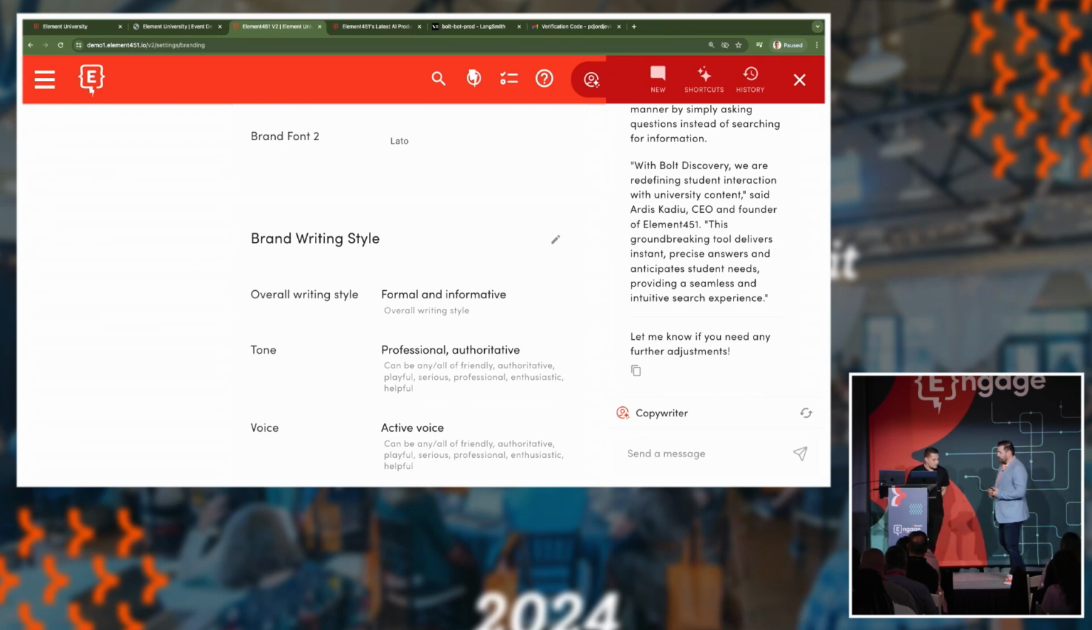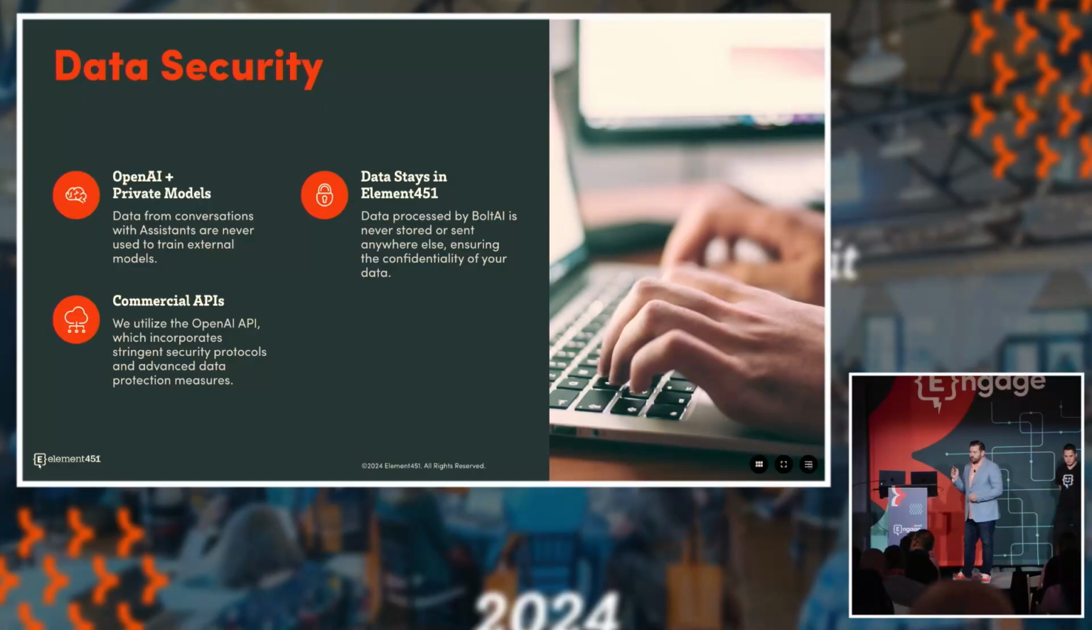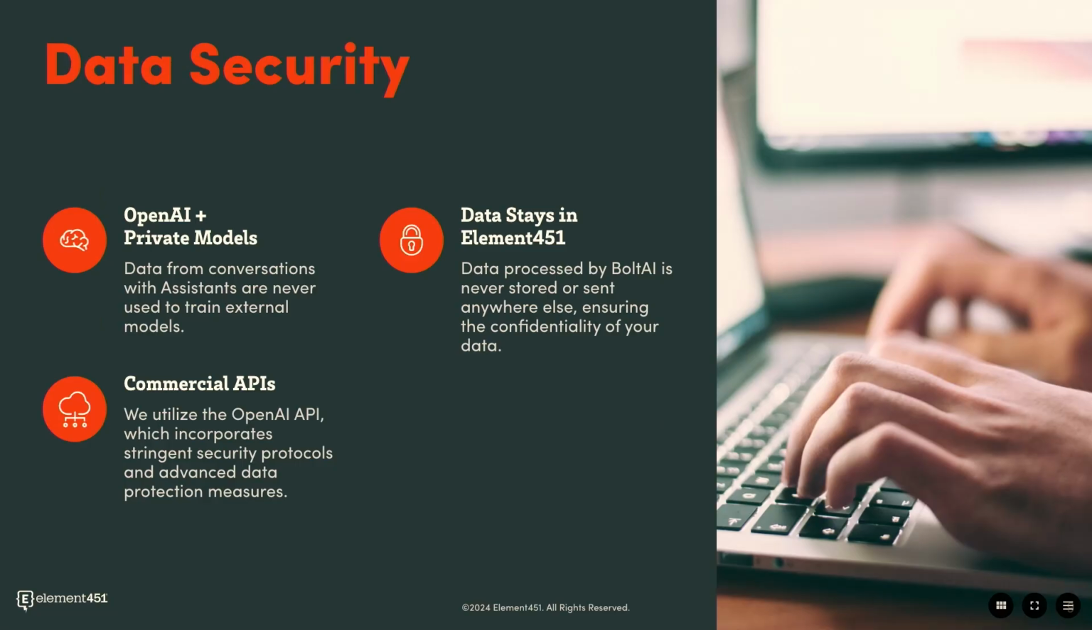So we just want to leave, we talked a little bit about this, and wanted to highlight the data security. This is a question that we get asked quite a bit. Depending on the models that we're using, we're never training on that data. We're using all the commercial APIs or commercial models, so any of those providers are not training on your data. So everything is secure.